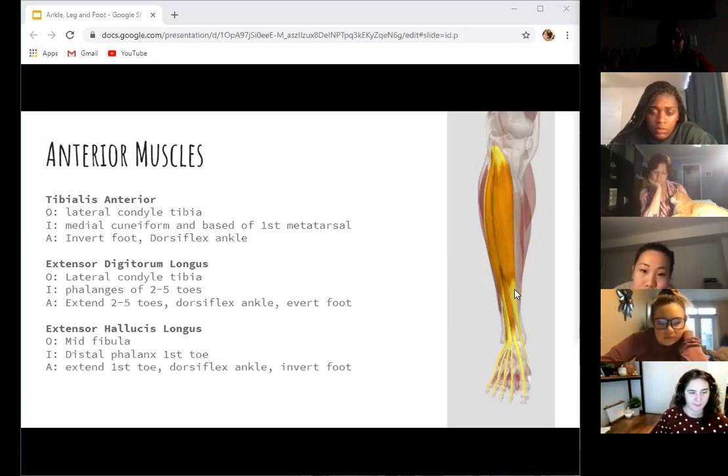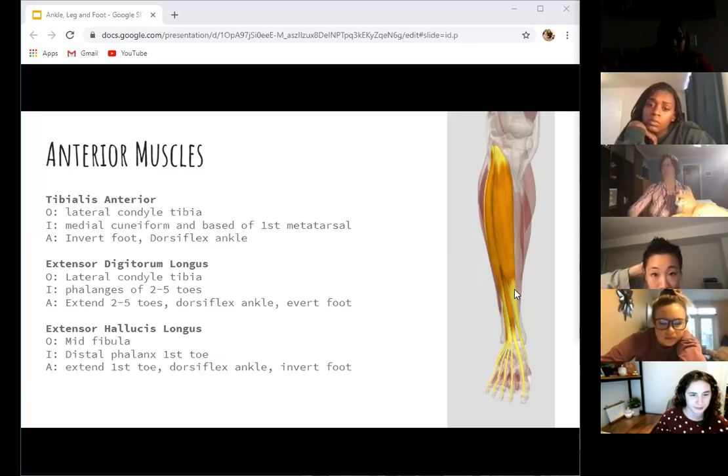The extensor digitorum longus originates on the lateral condyle of the tibia, and it's going to insert on the phalanges of your second through fifth toes. This muscle is working on extension of those toes, dorsiflexion of the ankle, as opposed to inverting. This one helps with that eversion of the foot.